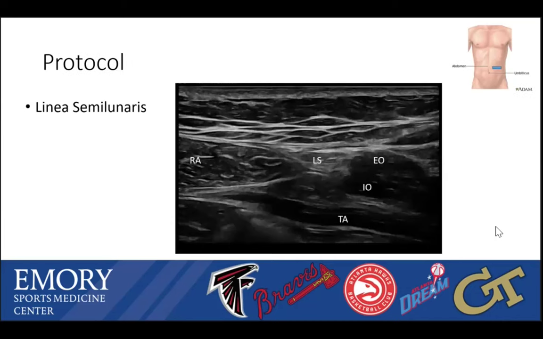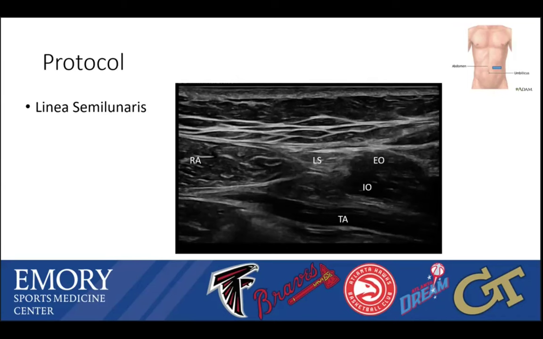Moving on, we go slightly laterally again. I'll just point the viewers to the top right of the screen to look at the abdominal model with the blue line representing where the linear probe is placed to obtain this image. We're slightly lateral to our previous image, and you can see the linea semilunaris coming into view in the middle of the screen, with the muscle belly of the rectus abdominis to the left at the same depth. And you can see the layers of different muscles starting to come into view.